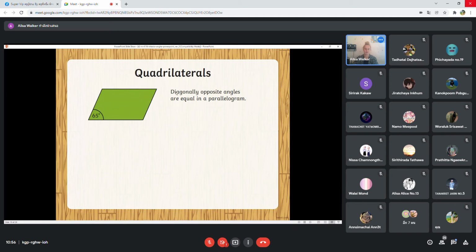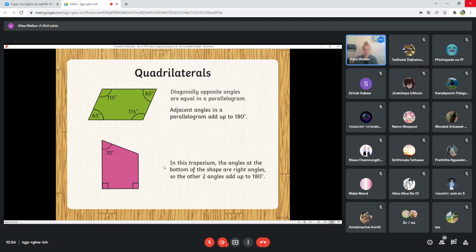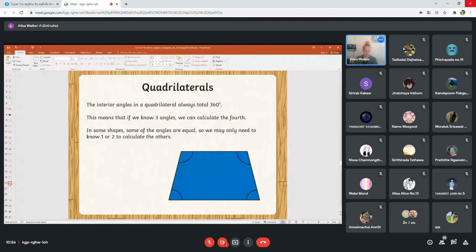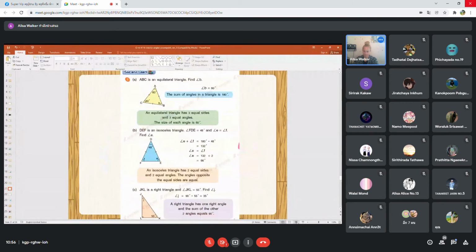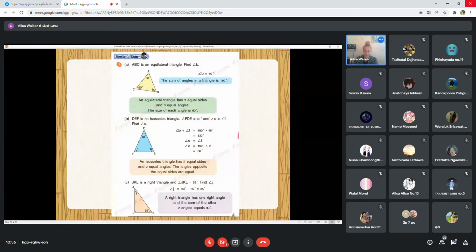So, diagonally opposite angles are equal in a parallelogram. So these are both equal angles, and these. Okay? This shape is called a trapezium. And the angles at the bottom, both 90, so they add to 180. So you could work out the missing angles. Okay. So take a look at your book.